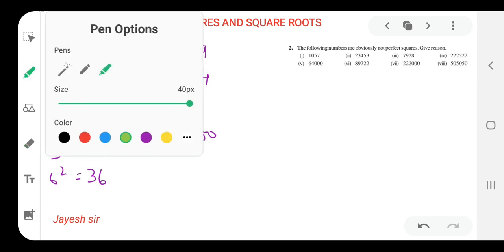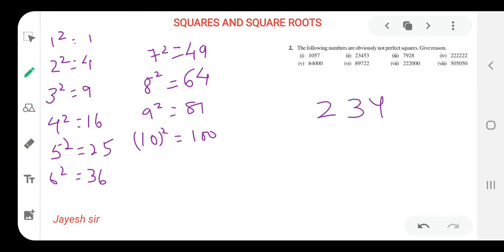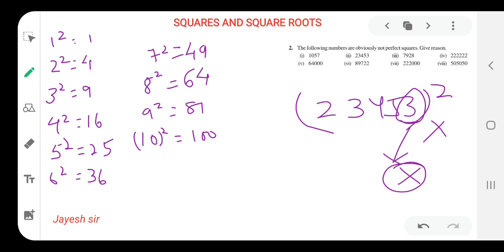Which number am I talking about? 2, 3, 4, 5, 3. It cannot be the square of any number because 3 cannot be in the unit place of any square. Similarly, I hope you all might be getting it. Similarly, for the third sum.